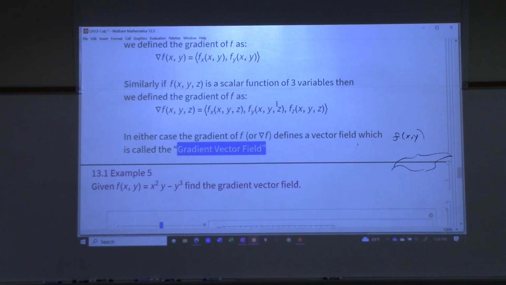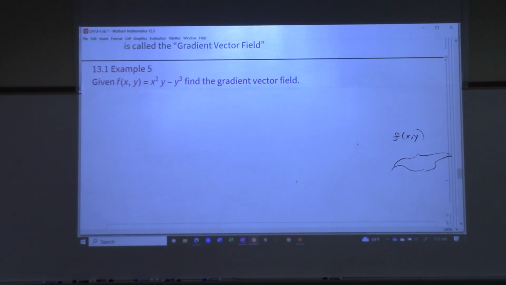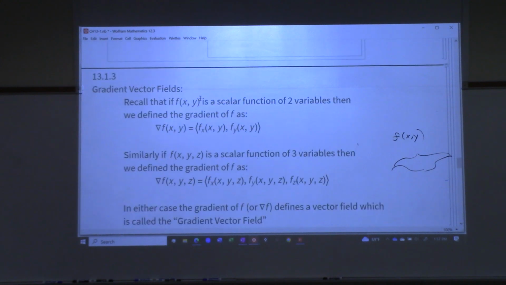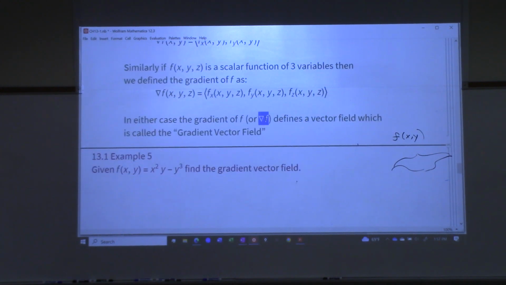So for now, if you're given a scalar function, how do we generate the gradient vector field? Here's our first mechanical example out of this section. Given this scalar function, find the gradient vector field. There's nothing new here. We've done this before. We just have a new name for it. Oh, I forgot to show you the notation. Right here, that's our notation for taking the gradient of a scalar function.